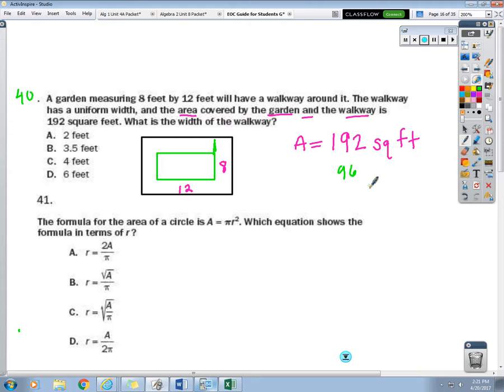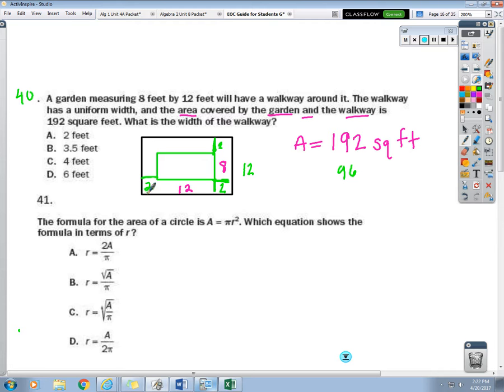Okay, that's one way. That'll work. That's not even the way I did it. I just started looking at my choices, and I was like, okay, say the width is 2 feet. Wouldn't that mean this little distance is 2 feet, and this little distance is 2 feet, and this is 2 feet, and this is 2 feet? So that would make the total width of the garden and the walkway what?